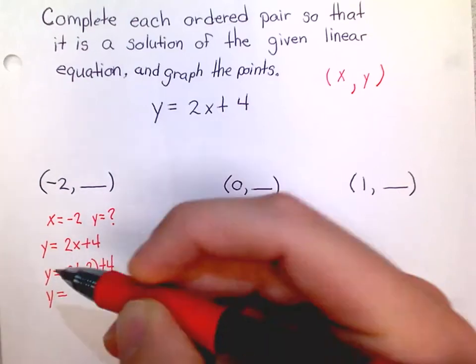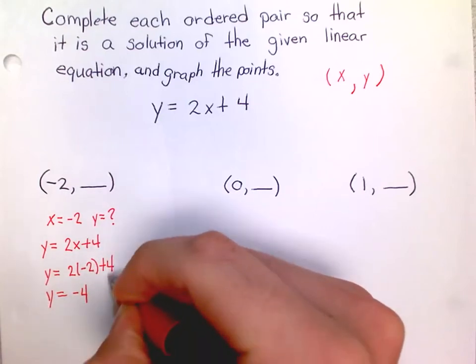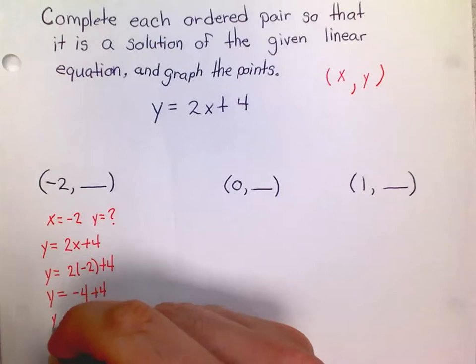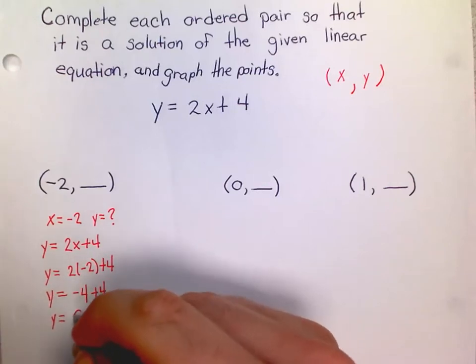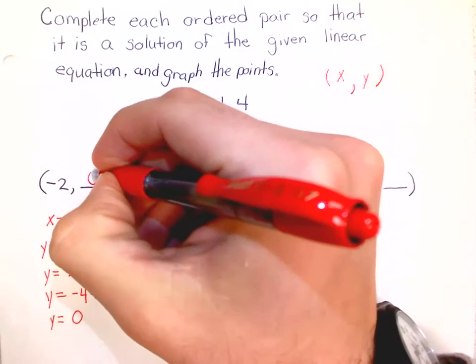So y equals 2 times -2 is -4. Let's write down our plus 4. So y equals, when we combine that, we get 0. So y is equal to 0. So we'll write up here in the blank 0.